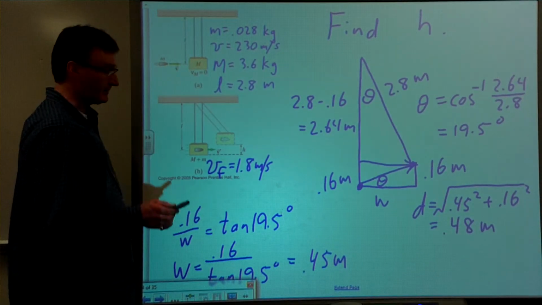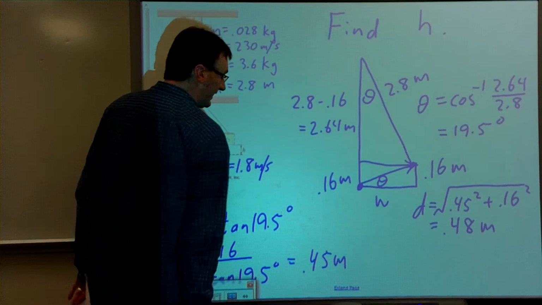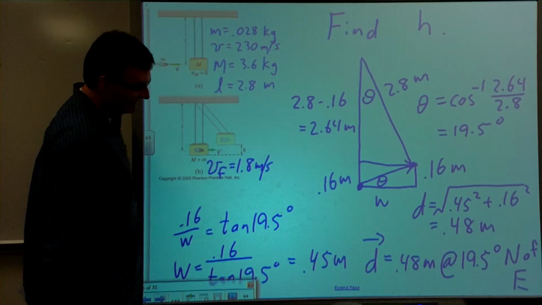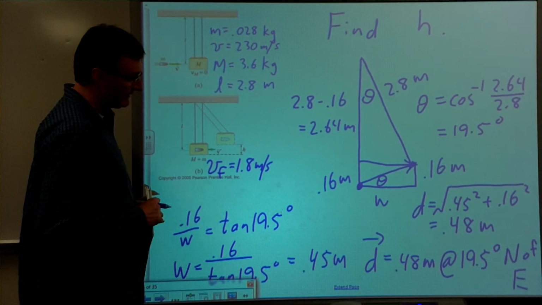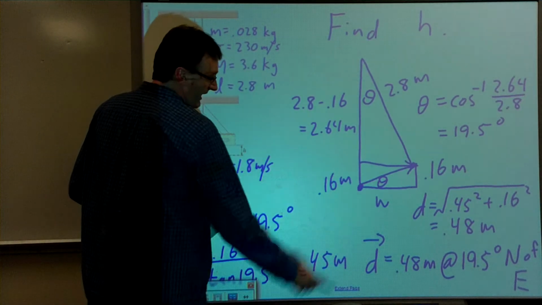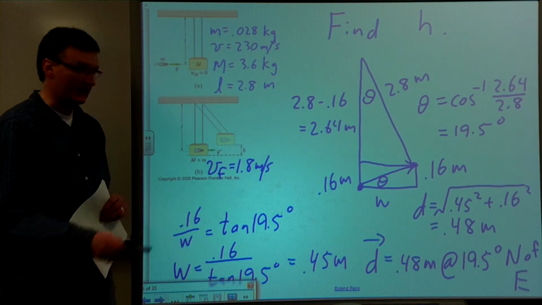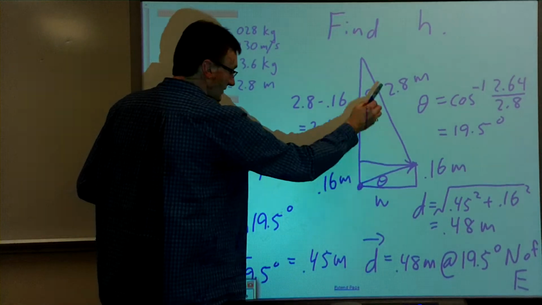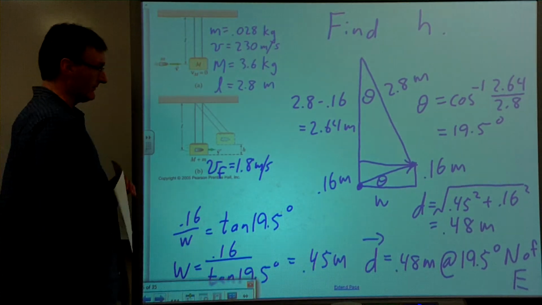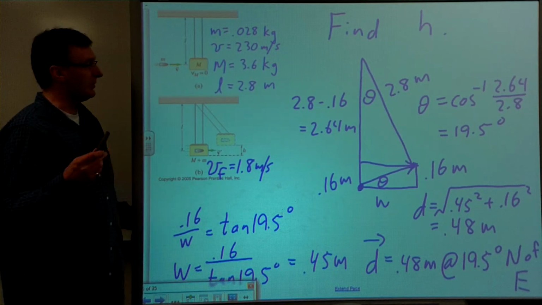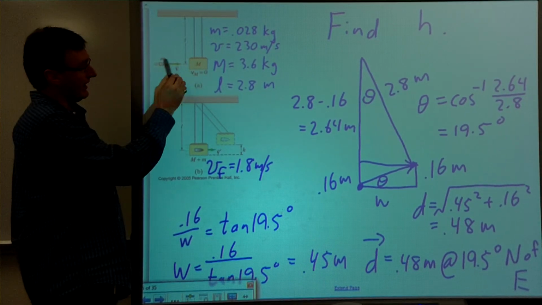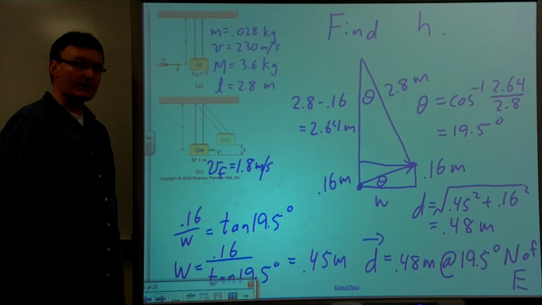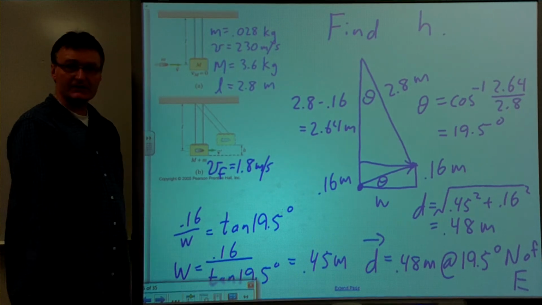So therefore, the final displacement vector of the ballast plus the bullet is given by this. It's 0.48 meters at 19.5 degrees north of east. And we had calculated that angle previously. So sometimes you will be asked to actually find the final displacement vector. Again, using both conservation of momentum with the collision itself, and then afterwards, in this kind of scenario, you're using conservation of energy in order to solve this kind of problem.